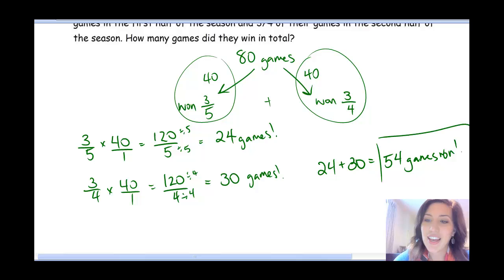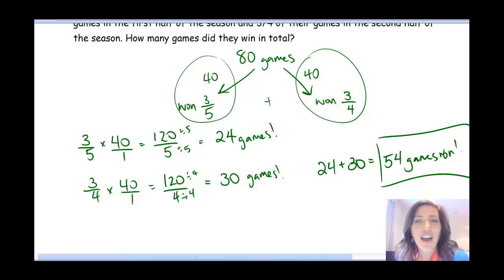Woohoo! That's really great. All right, now you are comfortable with multiplying proper fractions. Stay tuned. In section 6.4, we're going to discover how to multiply improper fractions and mixed numbers.